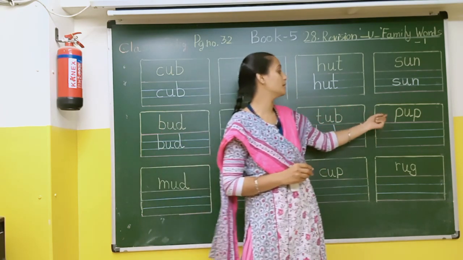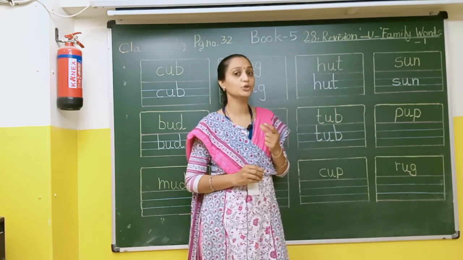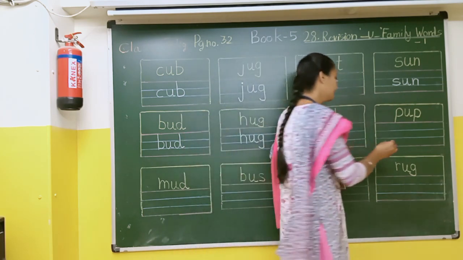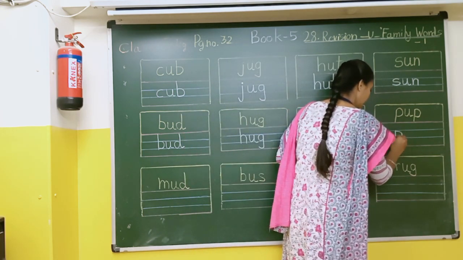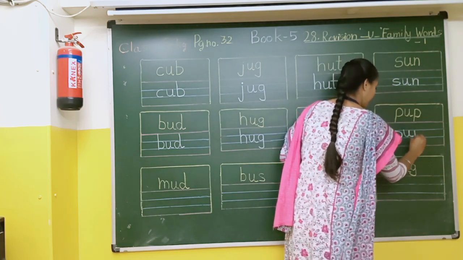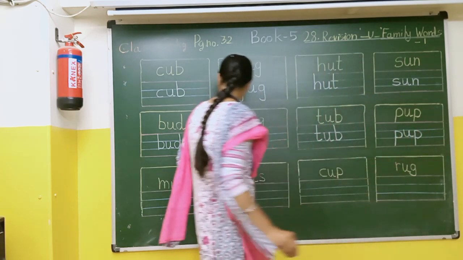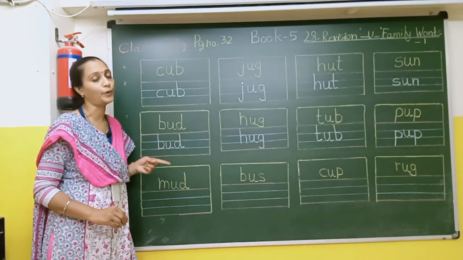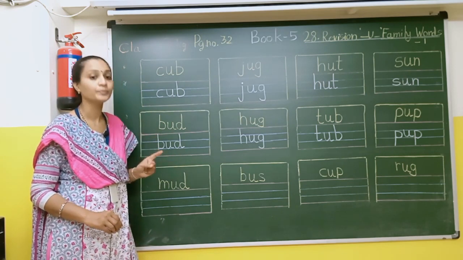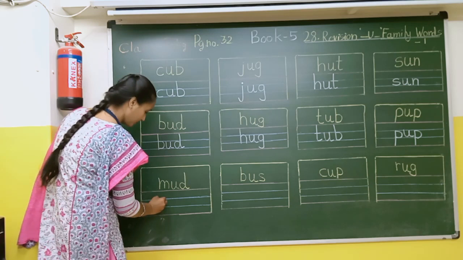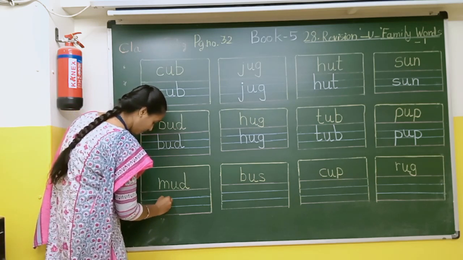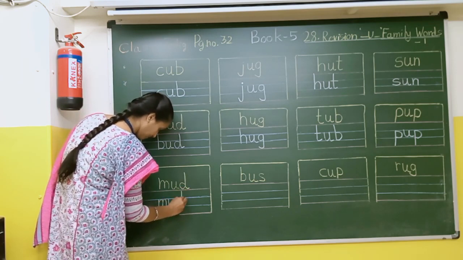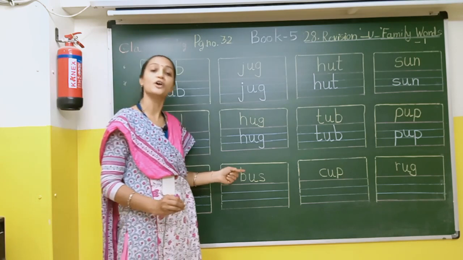Now here there is an image of young dog. जो dog छोटे होते हैं उनको क्या बोल जाते हैं, pup. P U P pup. Now here you can see, आप यहाँ पे देख सकते हो कि यहाँ पे हमें मिट्टी को point करके दिखाया है. That is called mud. M U D mud. So I will write here M U D mud.